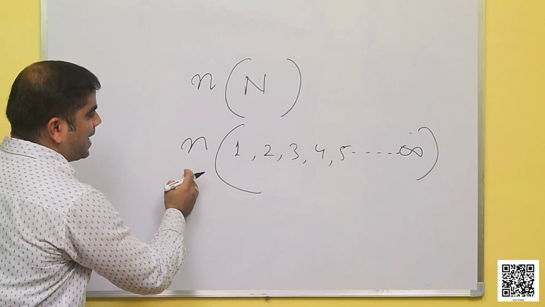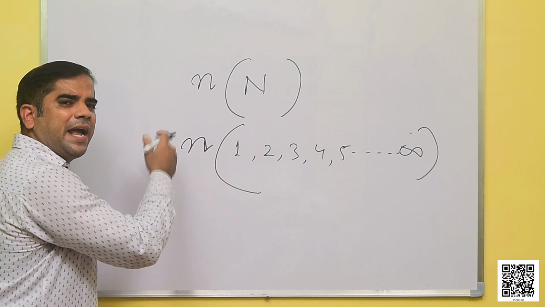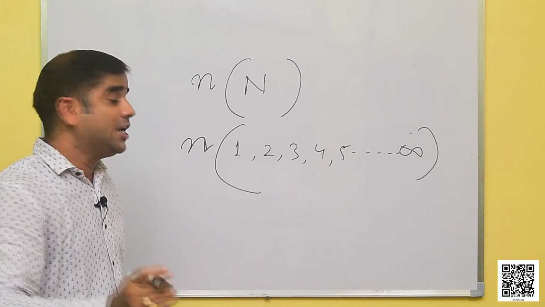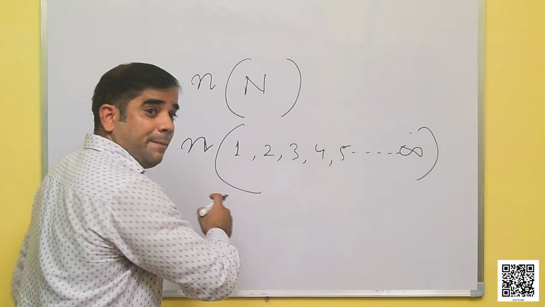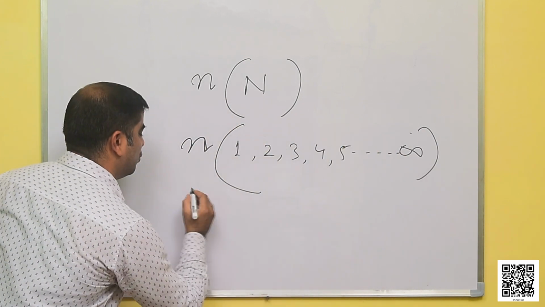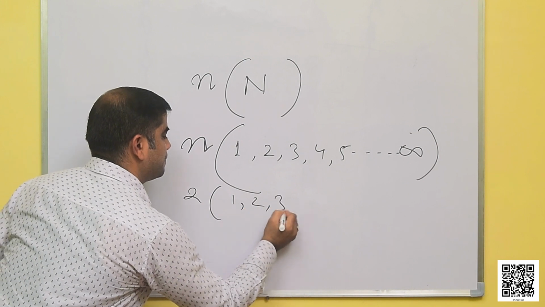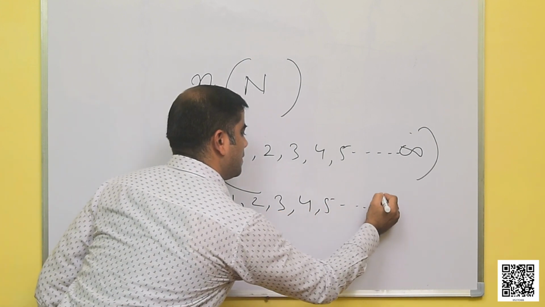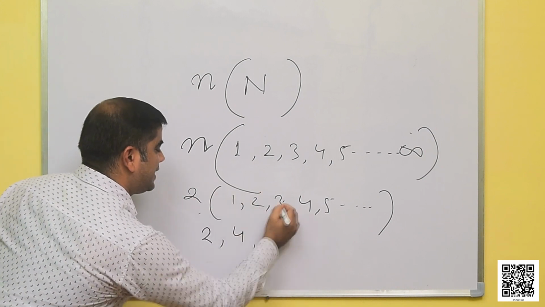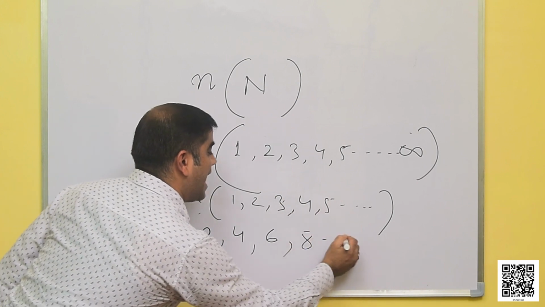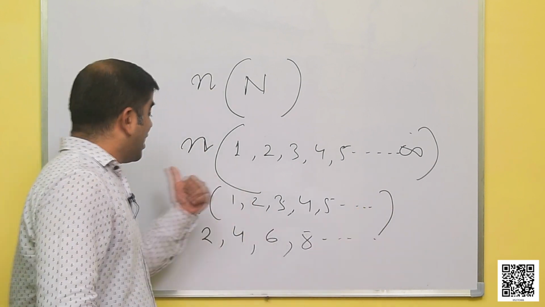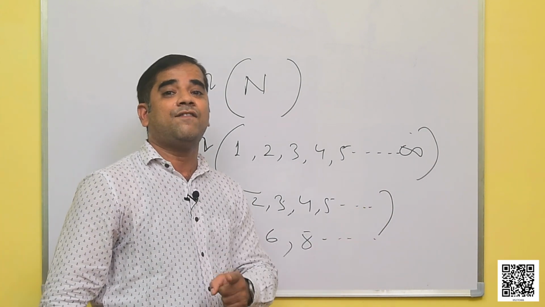When I multiply a number, let it be any number, 2, 3, 5, 515, 2017, anything, the multiples will be the multiplication of that number with the natural number series. For example, 2: 2 with 1 is 2, 2 with 2 is 4, 2 with 3 is 6, 2 with 4 is 8, and so on. As the natural number series goes to infinity, any number has infinite number of multiples.